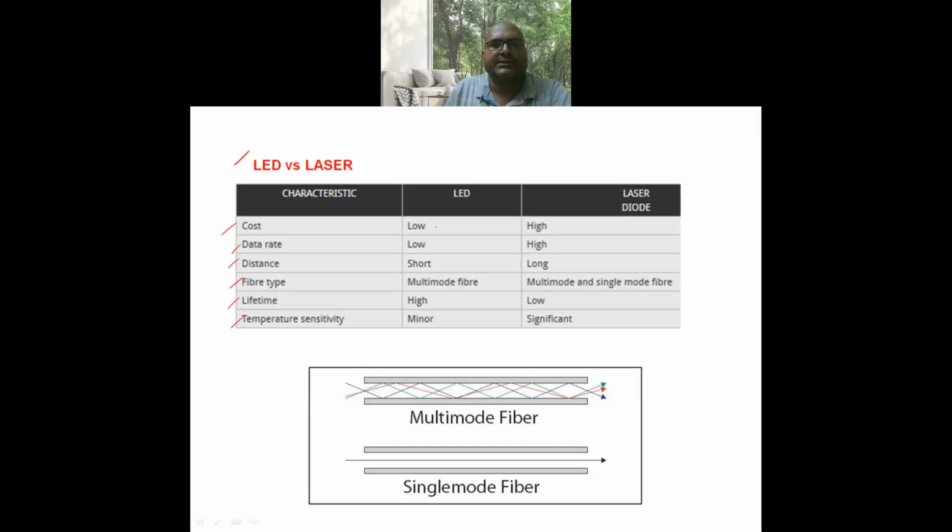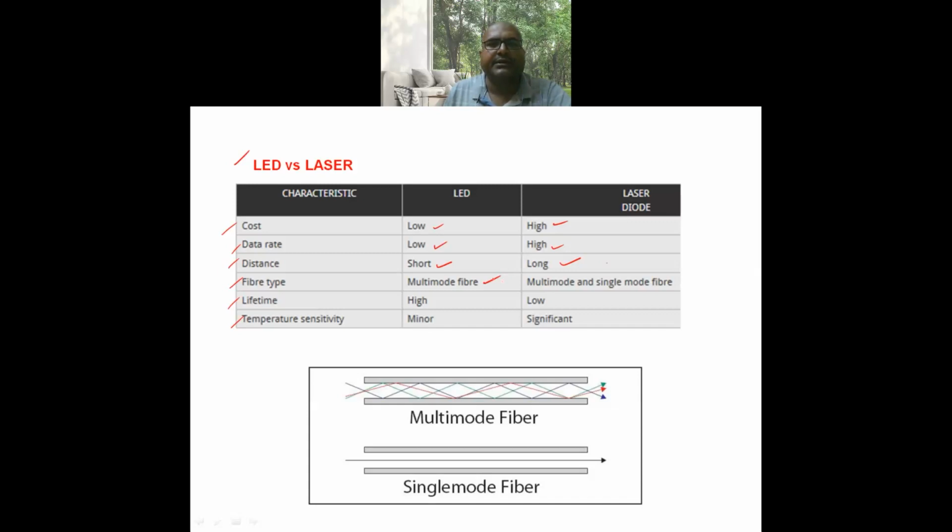The cost of LED is low, laser high. Data rate is low in LED, data rate is high in laser diode. LEDs are used for short distance communication, lasers are used for long distance communication. The reason is LEDs are more chromatic, and laser signal can propagate for a longer distance.